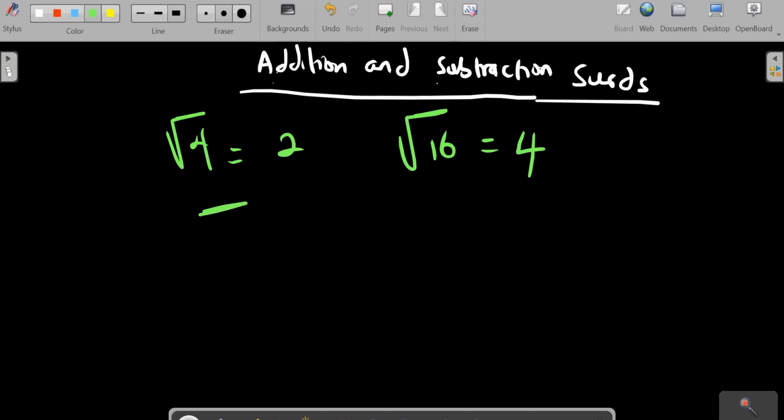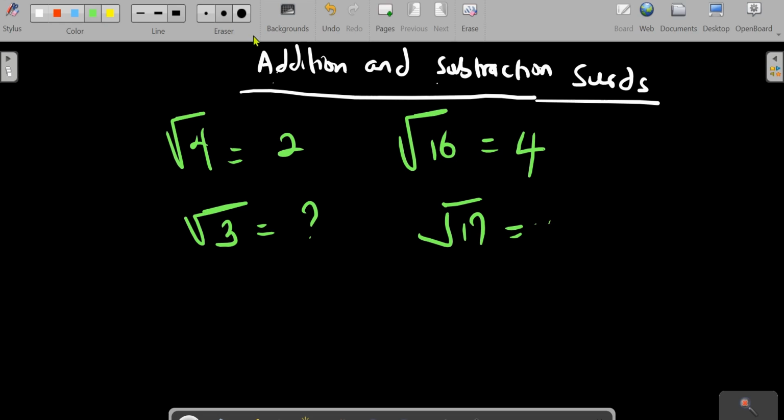But if I ask you what's the square root of 3, what will you say? It's going to give you decimal numbers. It will not be a whole number. So root 3 is a surd. If I ask you what the root of 17 is, this is also a surd, because by the time you get your root, you're going to have decimal places. It's not going to be a whole number.